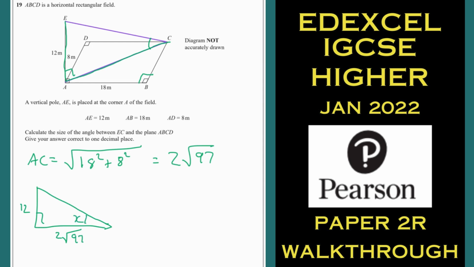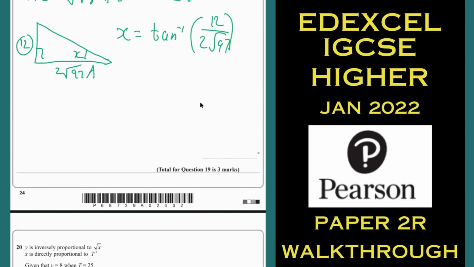So there's our angle. Opposite, adjacent, it's a toa. And it's opposite divided by adjacent. Calculator says 31.35. That'll be 31.4 then.